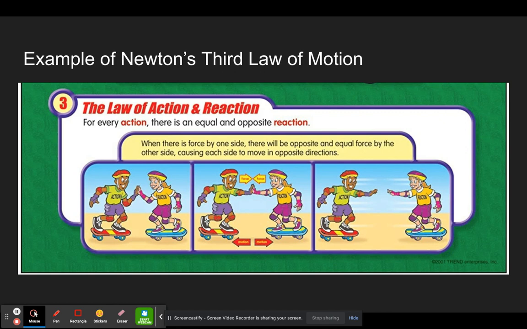Today for your assignment, I want you to go into Google Classroom and answer the 5 pre-survey questions on Newton's laws of motion, and then you're good for today.